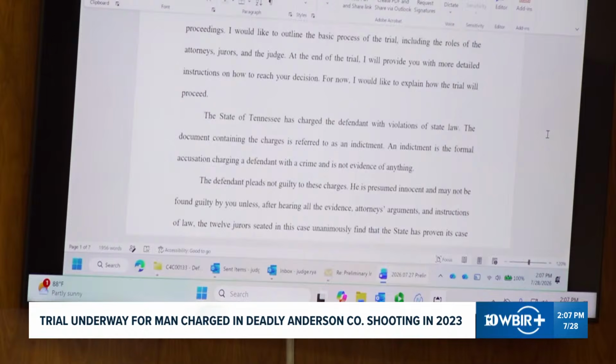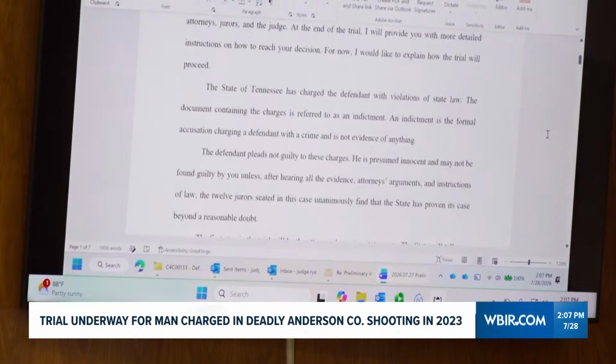The state of Tennessee has charged the defendant with violations of state law. The documents containing the charges is referred to as an indictment. An indictment is the formal accusation charging the defendant with a crime and is not evidence of anything. The defendant pleads not guilty to these charges.